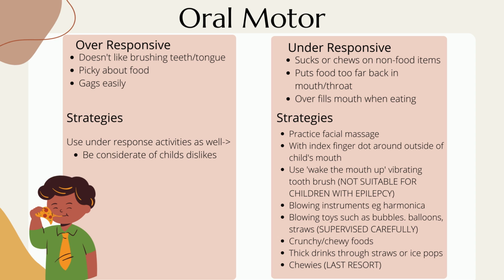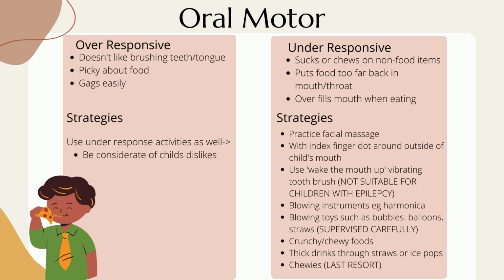So I'm just going to go on to the under responsive signs and symptoms and then from there lead on to the similar strategies. So under responsivity includes children that enjoy sucking or chewing on non-food items and those who are seen to put food too far back in their mouth or throat and often overfill their mouth when eating. This is because they are seeking that extra input that they may not get from just regular eating.